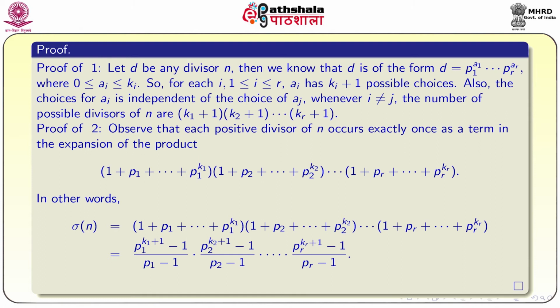Okay. If you multiply all these, for example, if I multiply (1 + p1 + ...) by the next factor and so on, we will get all the divisors, the sum of all the divisors. So, sigma of n is exactly equal to this.